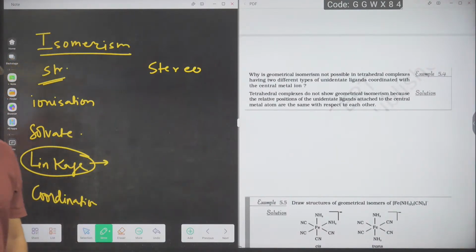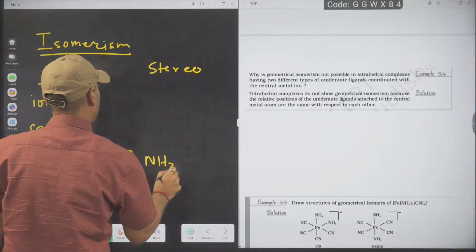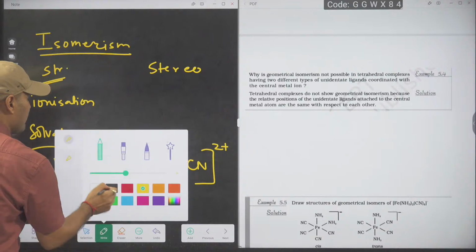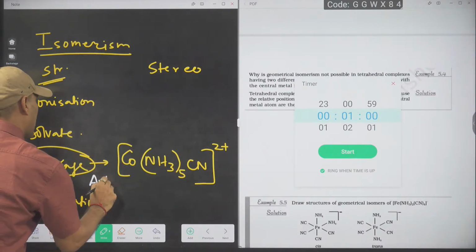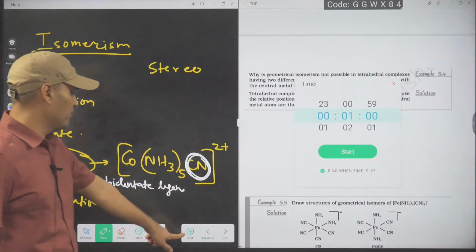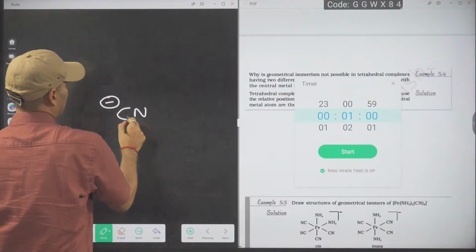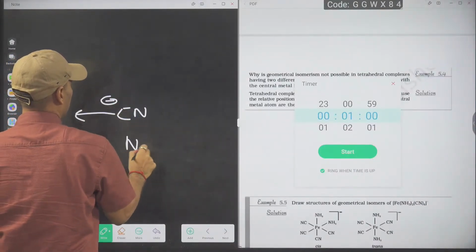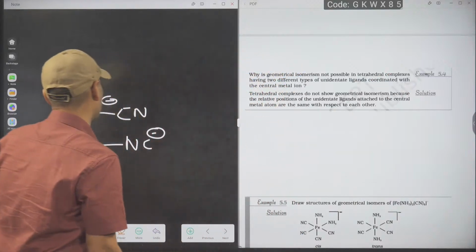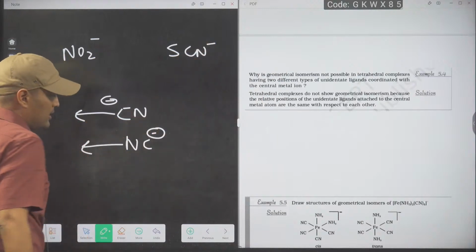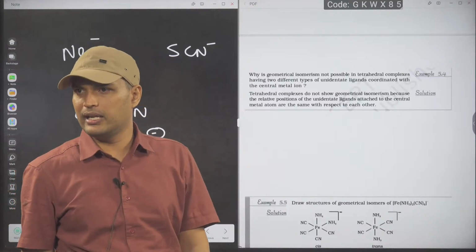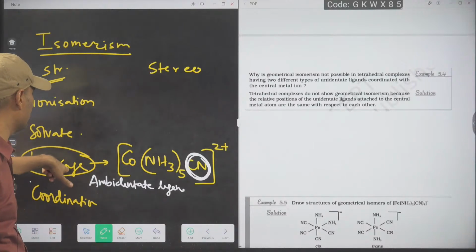Linkage is very easy. How do you identify linkage isomerism? You will simply say, sir, I want an ambidentate ligand. What do you mean by ambidentate ligand? One which can donate from both sides. CN minus means it can give from C; if you write NC minus, it can give from N. So CN minus, NO2 minus, SCN minus are ambidentate ligands. So they will show which isomerism? Linkage.